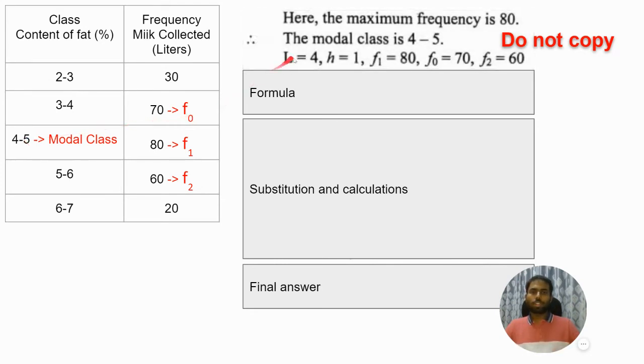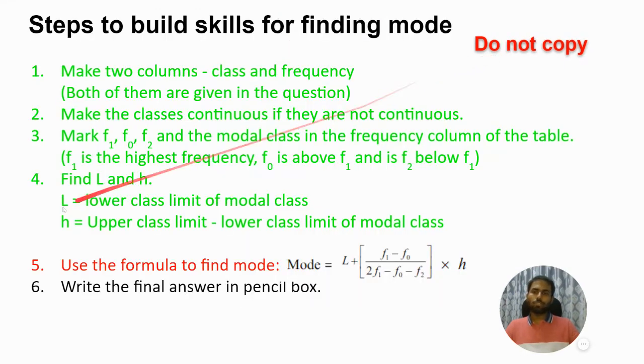So your capital L will become 4. Then h will become 5 minus 4 is equal to 1. F1 you know is 80, F0 you know is 70 and F2 you know is 60. Okay, so we are also done with the fourth step. Now the second last step is to use the formula to find mode.